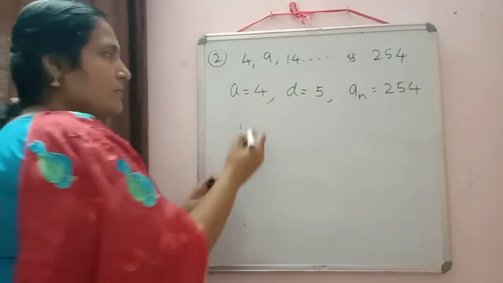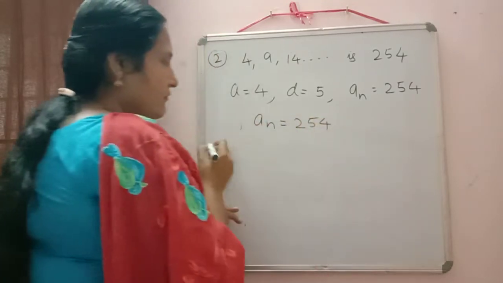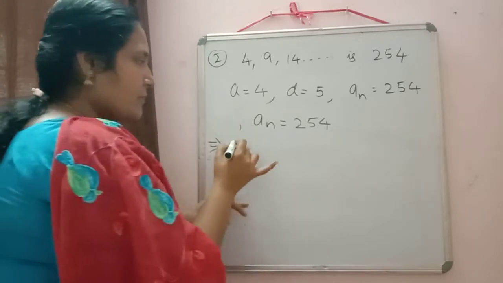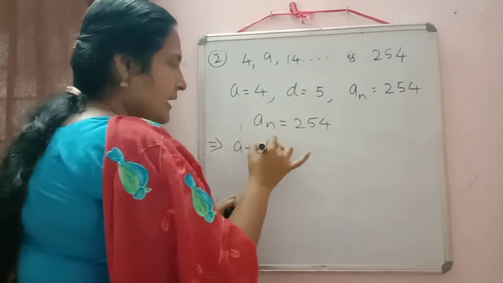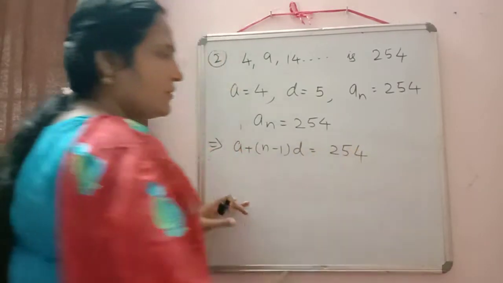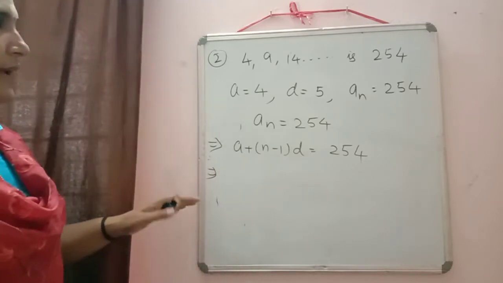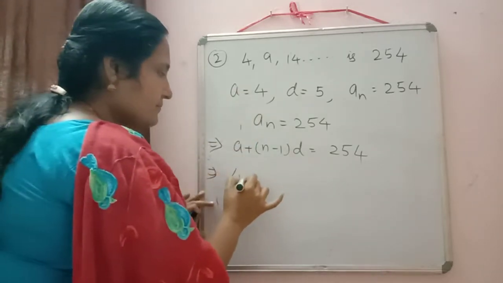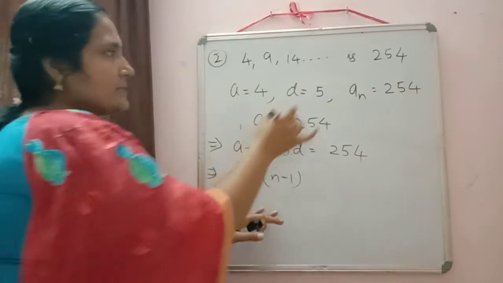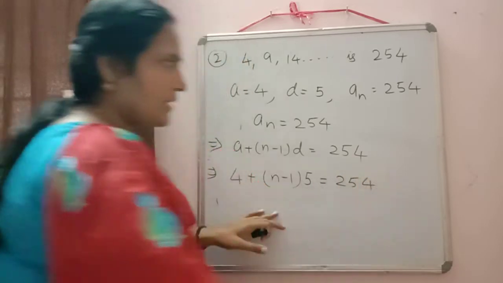So now here don't break the continuity. We have an is equal to 254. Start writing from here. First write down the formula of an, that is a plus n minus 1 into d is equal to 254. Now substitute the values. In place of a we have 4, so 4 plus n minus 1 into, in place of d we have 5, is equal to 254.